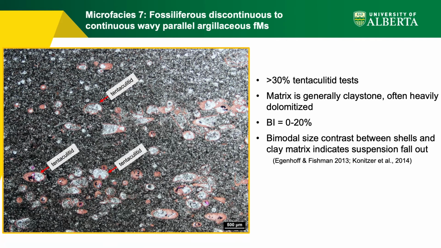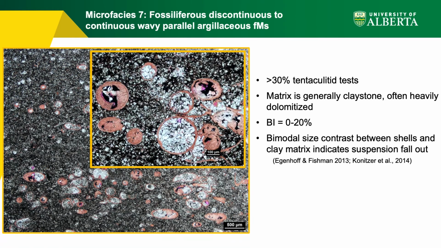Microfacies 7 is the fossiliferous, discontinuous to continuous wavy-parallel laminated argillaceous fine mudstone. It contains greater than 30% tentaculated tests and has 2 main appearances. The first, shown in the photo here, is intact tentaculatids dispersed randomly throughout a clay matrix, and it's commonly dolomitized. This occurrence is interpreted to represent suspension fallout of tentaculatids, with the dolomitized interiors indicating pre-compaction alteration, indicating long residence times between sedimentation events. And here we have a zoomed-in image showing the pre-compactionally dolomitized interiors of the tentaculatids.